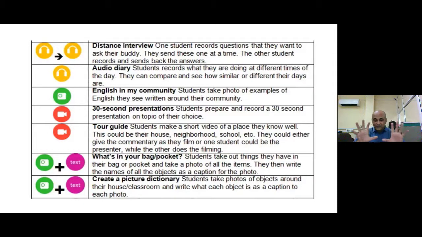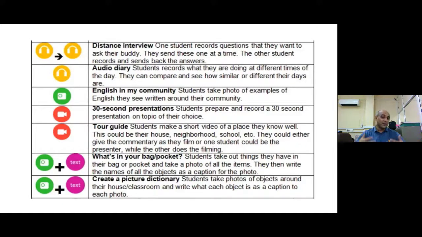And this is just one set of ideas. Believe me, when you're talking about integrating networking tools in teaching and learning, there is enormous space for innovation. You can sit down and modify these activities according to your own creativity. But the idea is that they are integrated. English in my 30-second presentation.